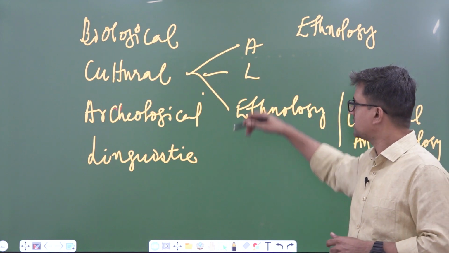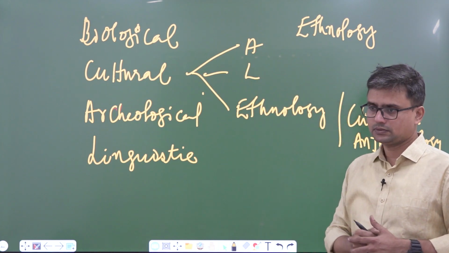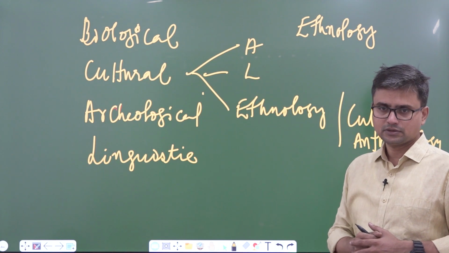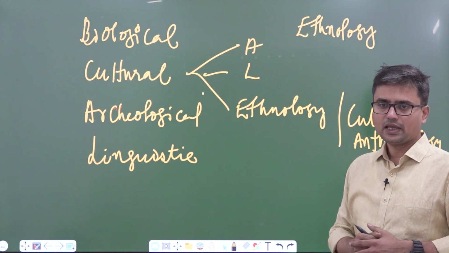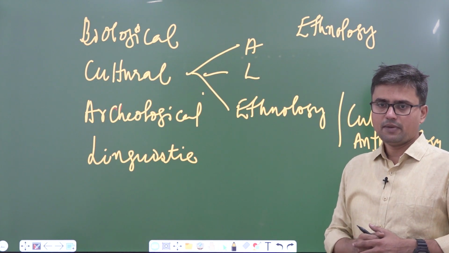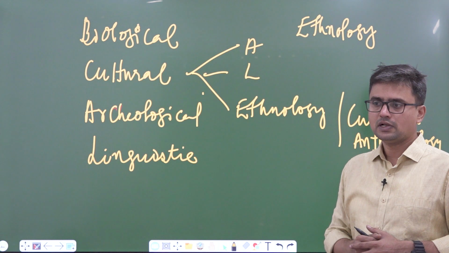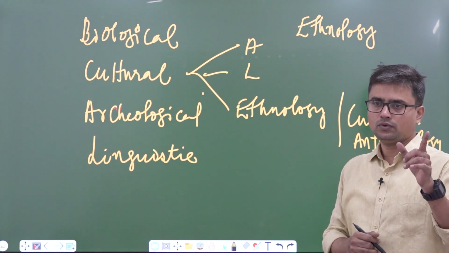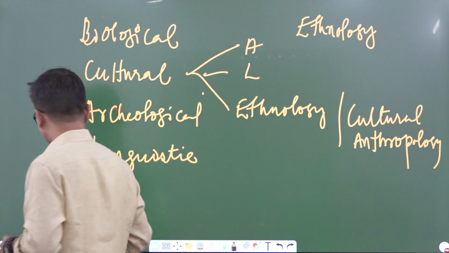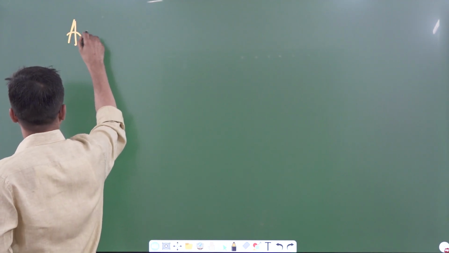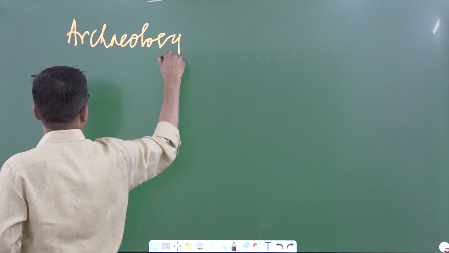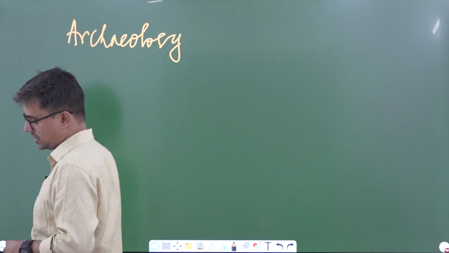Okay. Now, we will be explaining these three aspects: archaeology, linguistic anthropology, and ethnology or cultural anthropology. Am I clear with the distinction? Am I clear? All of you? Okay. Now, archaeological anthropology or archaeology.